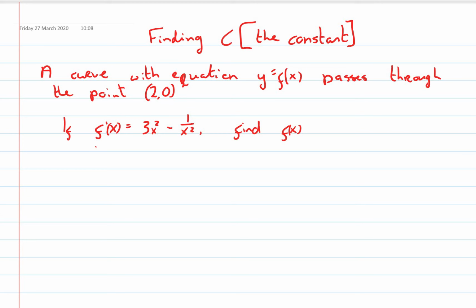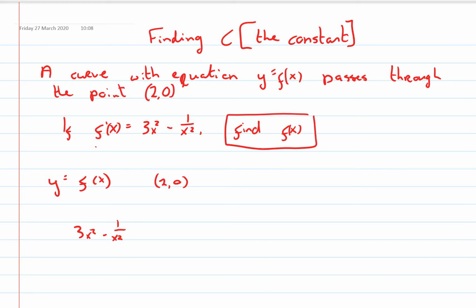Okay, in this video we're going to look at finding c, the constant, right? So if we look at this, it says a curve with the equation y equals f(x) passes through the point (2, 0). Now when we differentiate that function f(x), we get 3x squared minus 1 over x squared. And they're asking us to find the function. So they're asking us to find f(x), whatever it is.